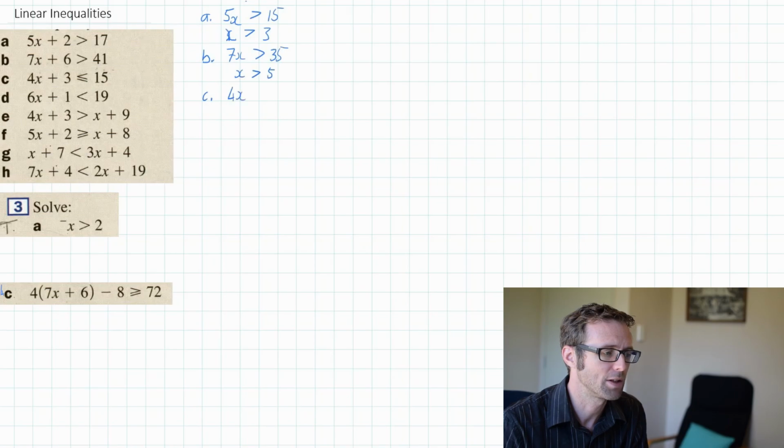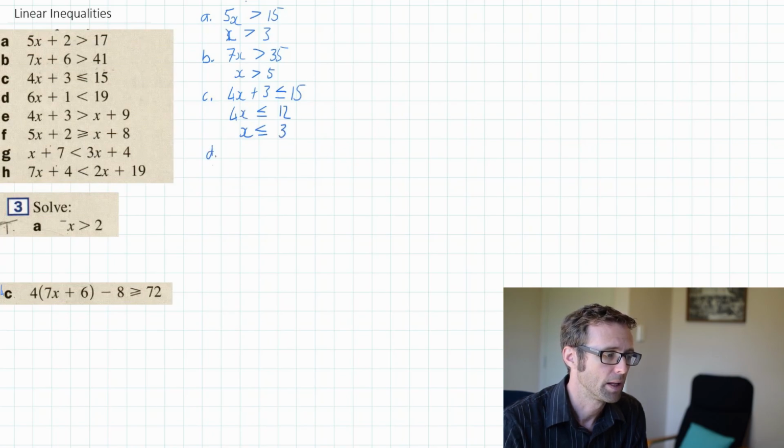4x plus 3 is less than or equal to 15. My next step will be to subtract 3 from both sides, so I'll have 4x is less than or equal to, now if I subtract 3 from 15 I get 12. Therefore x, if I divide both sides by 4, must be less than or equal to 3. Let's move on to d.